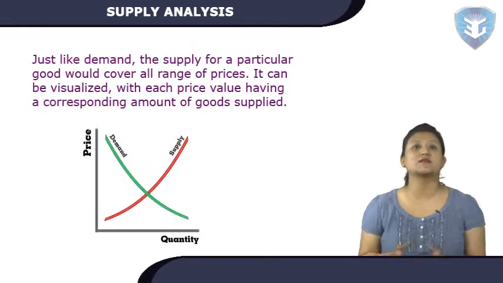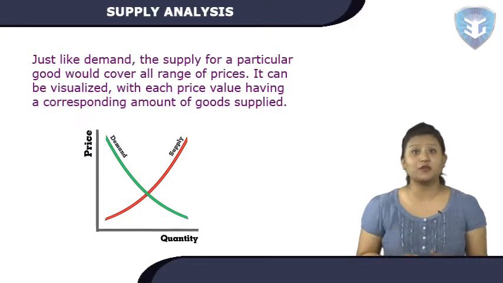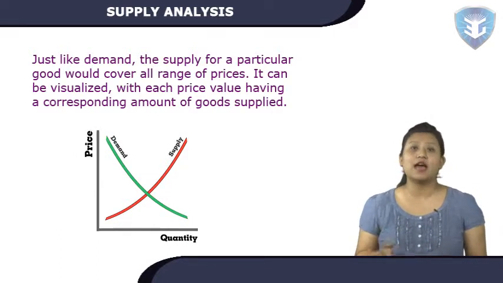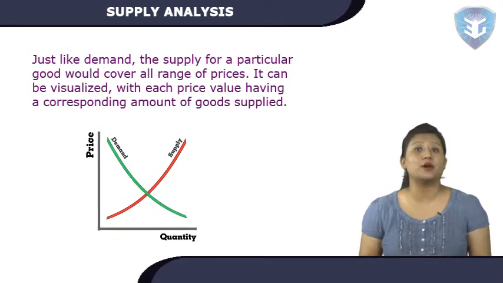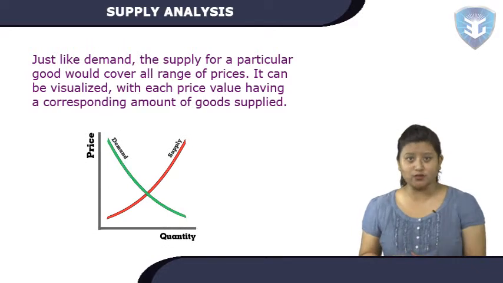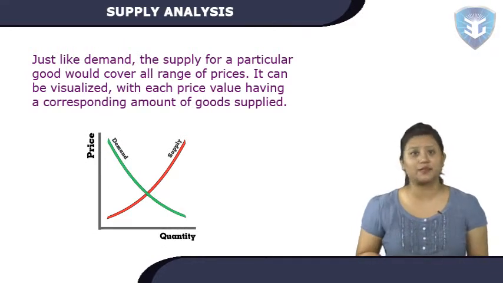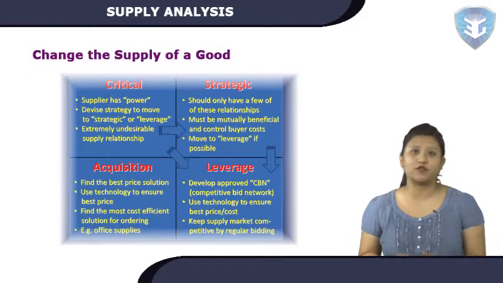Just like demand, the supply for a particular good would cover all ranges of prices. It can be visualized with each price value having a corresponding amount of goods supplied. If one is referring to the amount supplied for a specific price value, the phrase quantity supplied can be used. Change the supply of a good.